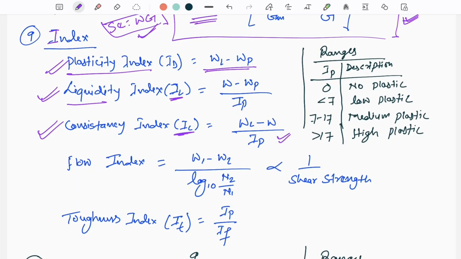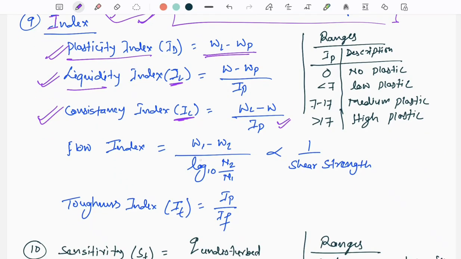Next one is the flow index. The flow index you can find by a practical approach: W1 minus W2, where W1 and W2 are the water contents at N1 and N2, and N1, N2 are the numbers of blows. So W1 minus W2 divided by log base 10 of N2 upon N1 is called the flow index, and it is inversely proportional to the shear strength. If you increase the shear strength, the flow index will decrease. If you decrease the shear strength, the flow index will increase.